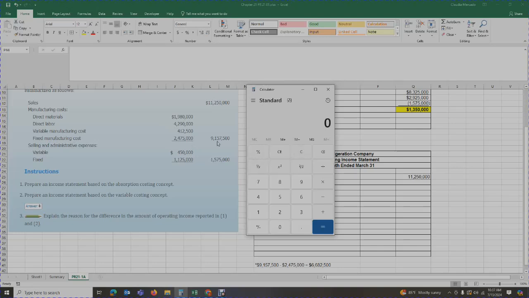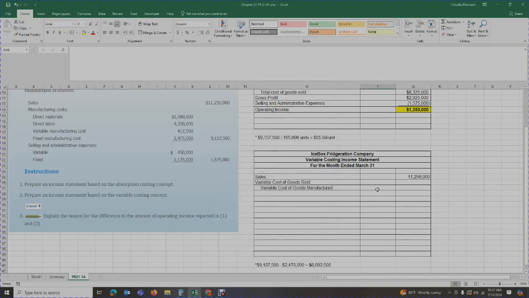To me, it's simpler to get the total, 9,157,500, exclude the fixed manufacturing cost, and voila, it gives you the same number. Okay, so either option works for you. So we're going to bring that in, 6,682,500.